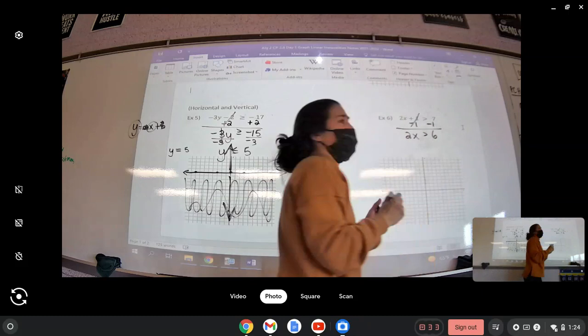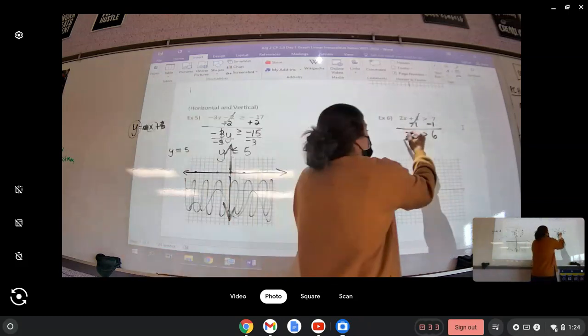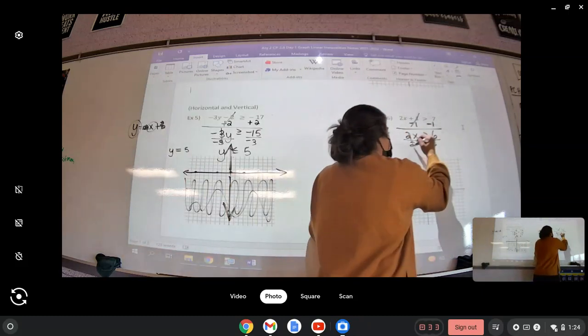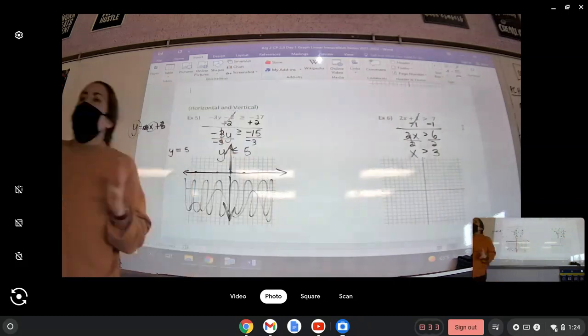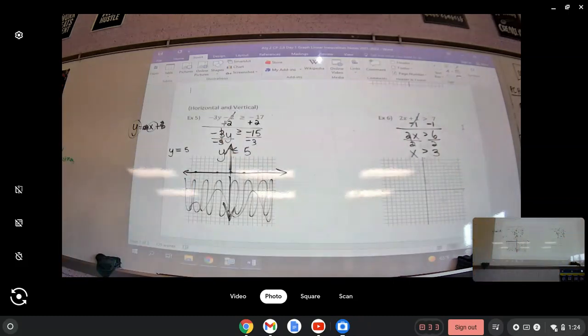2x is greater than 6. What's the only thing we have to do? Any reason to flip? No. Okay, so we have to show where all of the ordered pairs are that make this statement true.